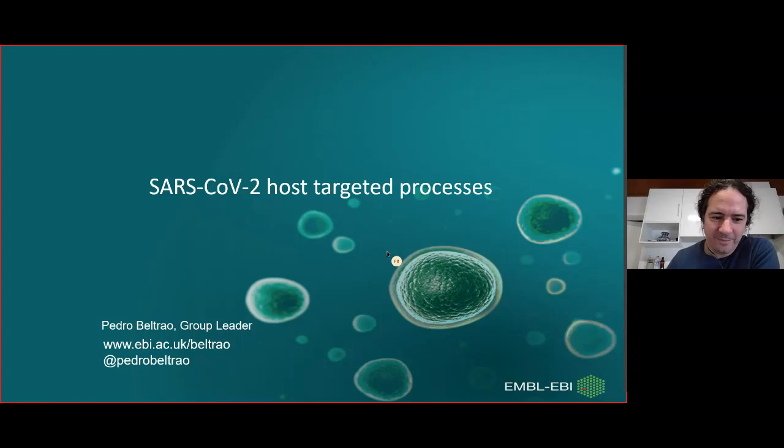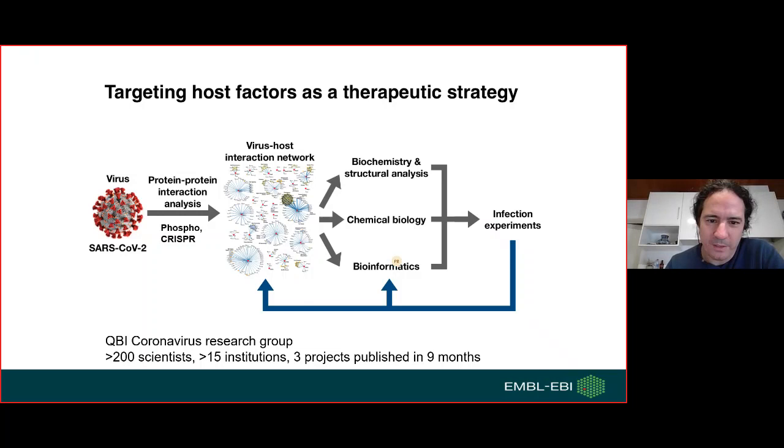Hi, yeah, thank you for organizing this. It's going to be quite superficial. I'm just going to give you some updates on projects that are not from my group, but a large collaboration. So this is from the QBI coronavirus research group, which over the course of several projects has now involved over 15 different institutions, over 200 scientists. And our group has been involved in three particular projects that have been published over the course of the last 9 months, more or less.